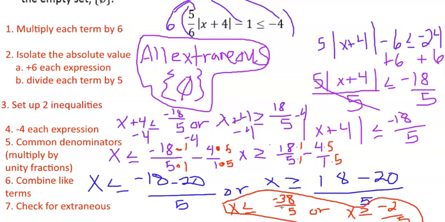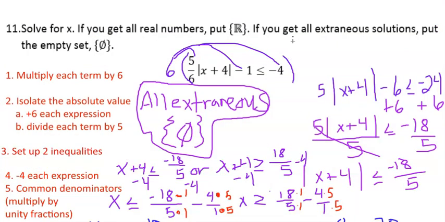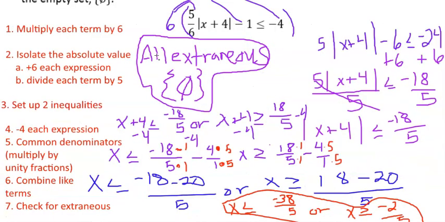X is less than or equal to negative 38 over 5, or x is greater than or equal to negative 2 over 5. The answer that they want for this case, though, is that they're all extraneous. There's no real solution here. So you would have the empty set as your selected answer.